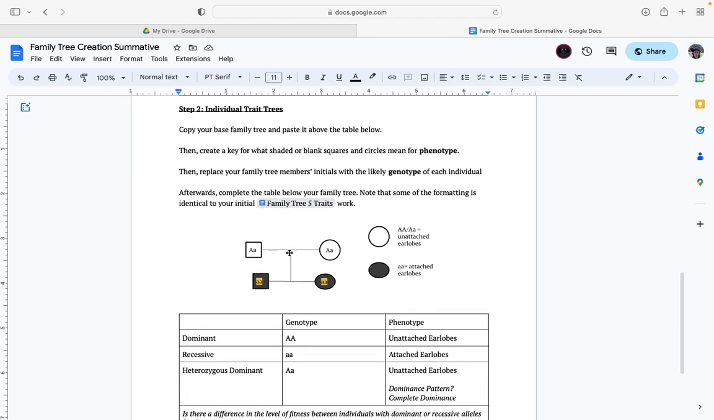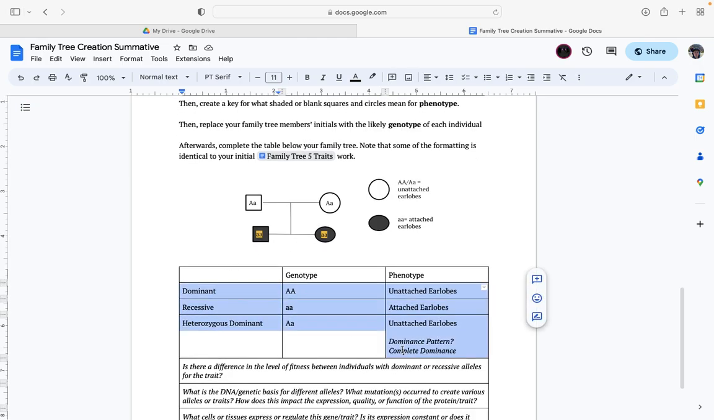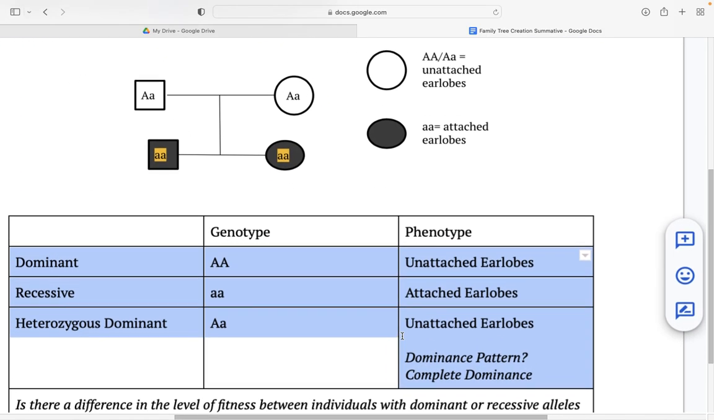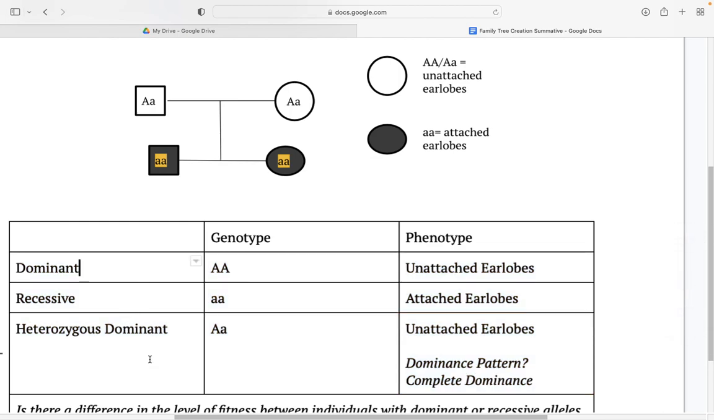Below each of your family trees, you're going to want to have a table that starts off with this: dominant, recessive, heterozygous dominant. If you're doing a polygenic trait, this would be individual phenotypes like brown eyes, blue eyes, green eyes. And then the genotype: big A big A, little a little a, big A little a. Again, this would be different for polygenic traits. And then the phenotype. If you do 5 family trees that look like this, with this part of the table filled out, you're demonstrating a 3.